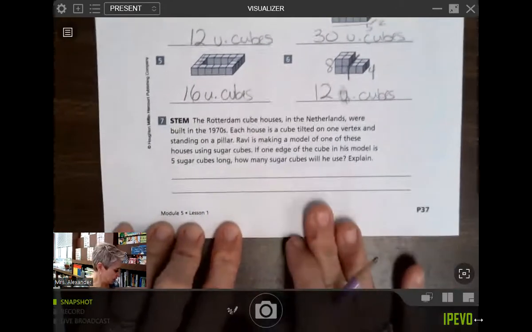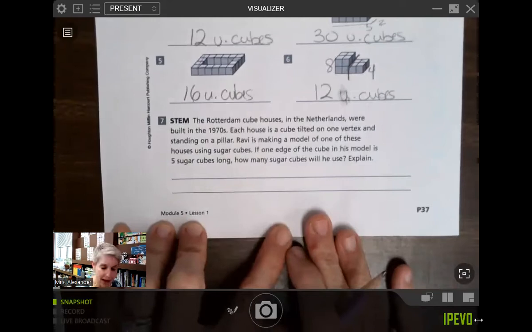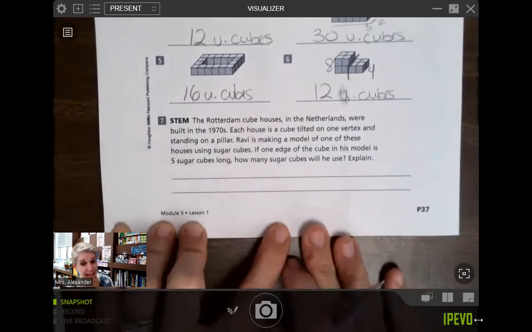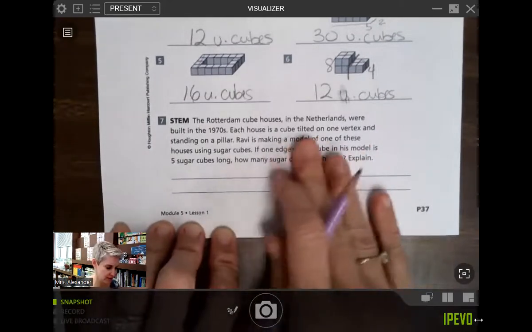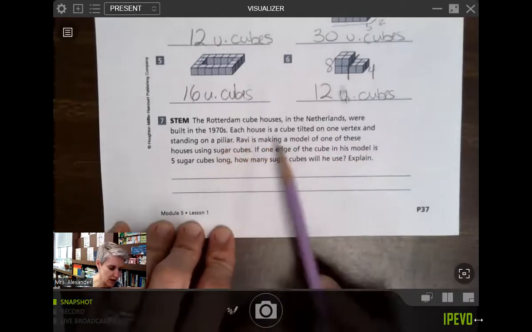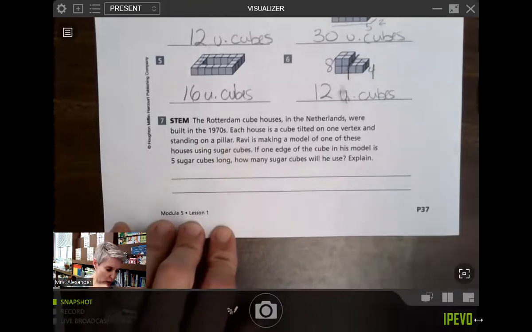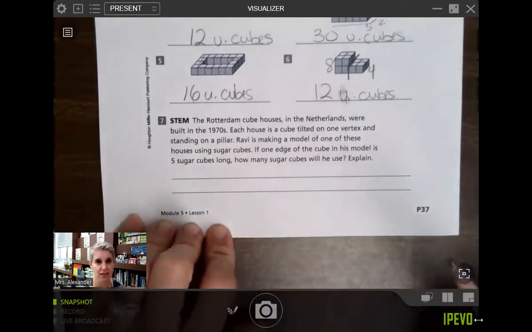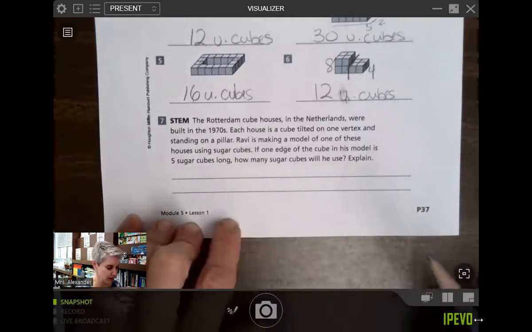For number 7, it talks about the Rotterdam cube houses in the Netherlands. I went online to look at these because my brain couldn't understand. It said they were built in the 1970s and each house is a cube tilted on one vertex. So that means it's on one of the points of the cube and it's standing on a pillar. So I had to go look. You should go look. They're pretty cool.